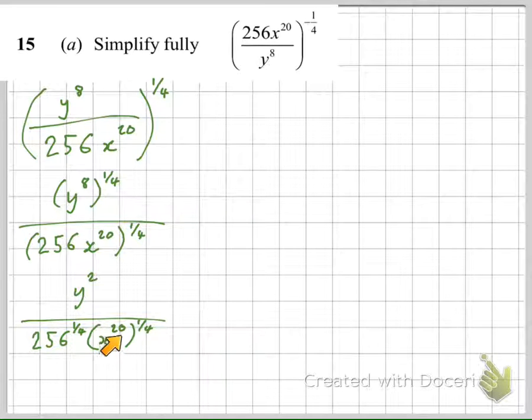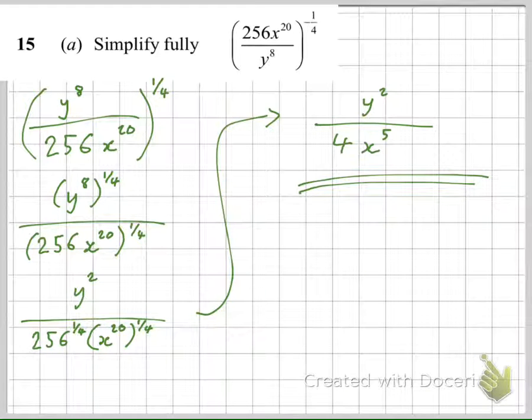And remember, we can just multiply these two powers together to get 5. So we're going to get y squared over 4x to the power 5.